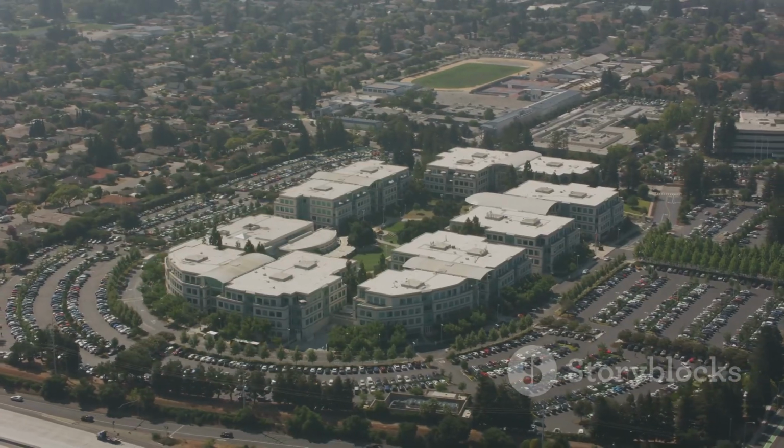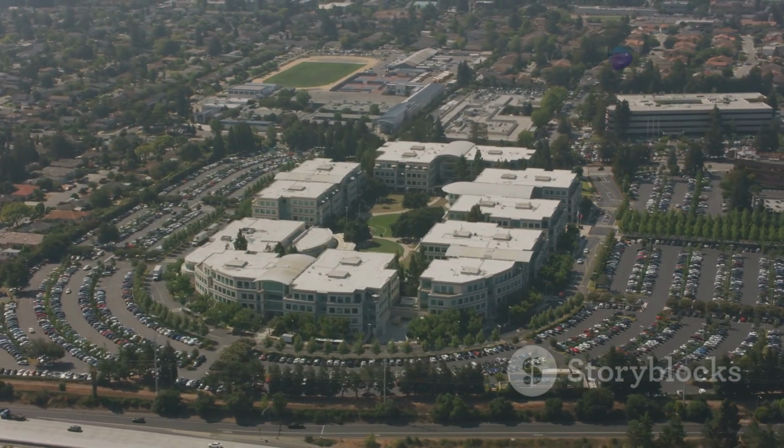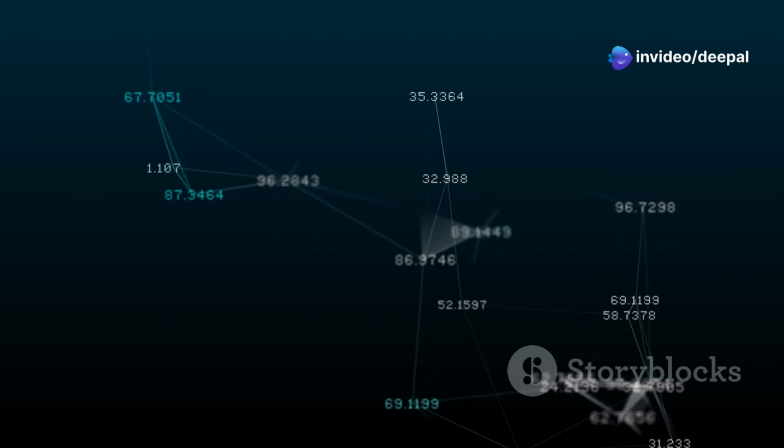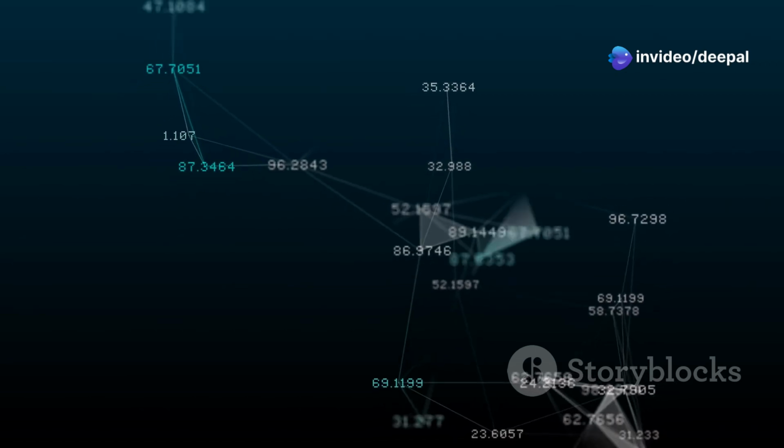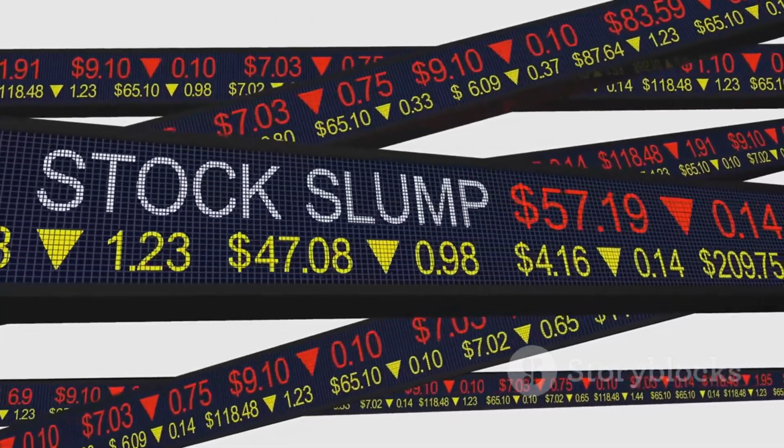The 1990s were a time of unprecedented economic prosperity, fueled by the dot-com bubble. The internet and the tech sector boomed, creating vast wealth and new industries. But the bubble burst in 2000, leading to a recession.